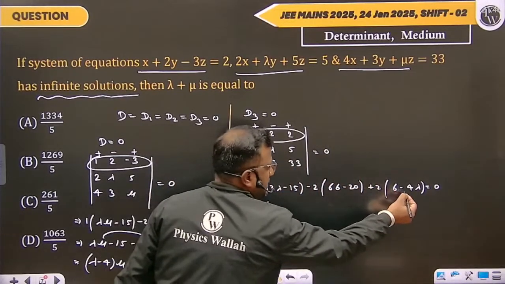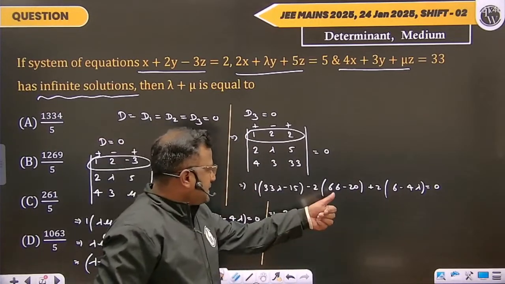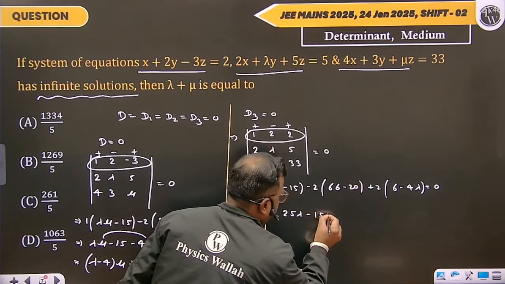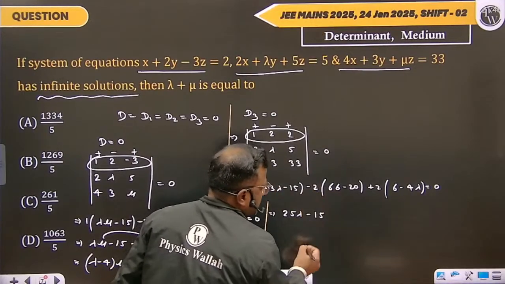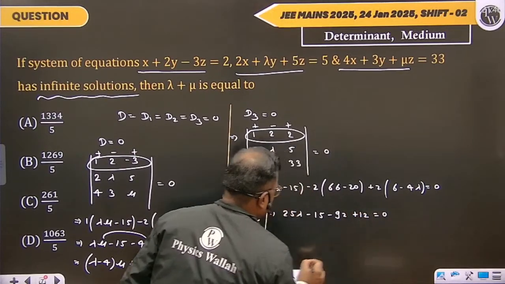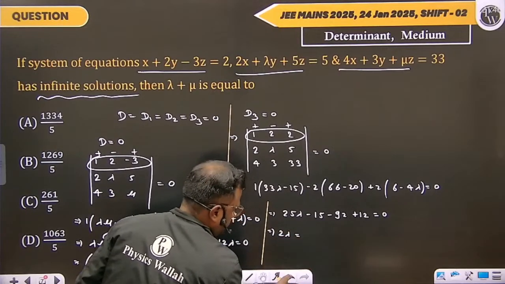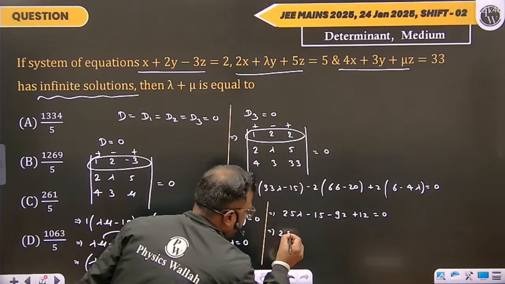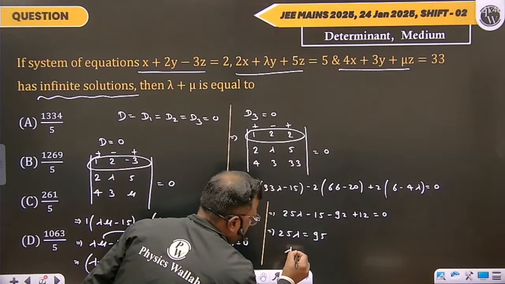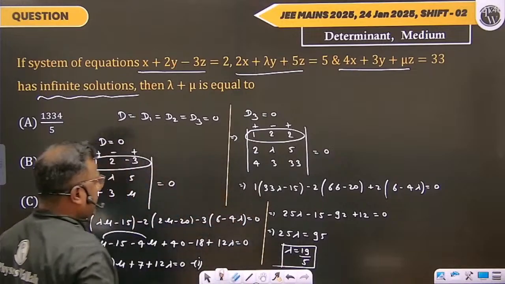Okay, 33 lambda minus 8, 25 lambda, 46, 92, 12, minus 50. 46 twice is 92, plus 12, 25 lambda equal to 95, so lambda equal to 19 upon 5. Okay, you have found the value.